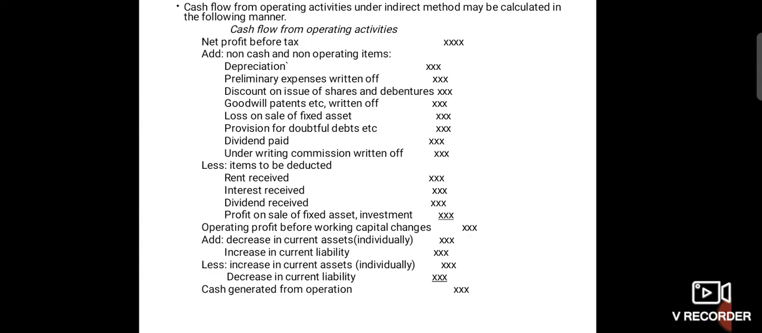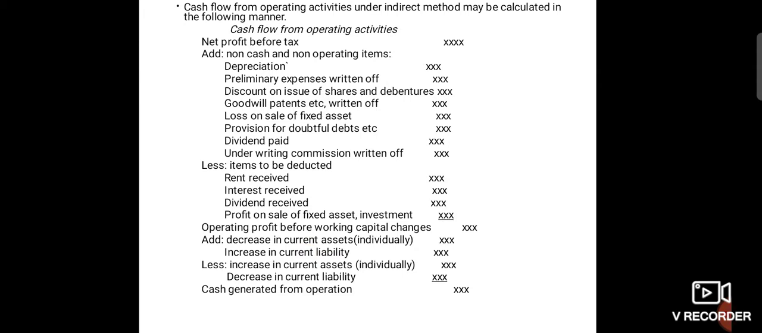Then we'll get operating profit before working capital changes. With that, we again have to add decrease in current assets and increase in current liabilities. That is the rule. We have to decrease current assets.